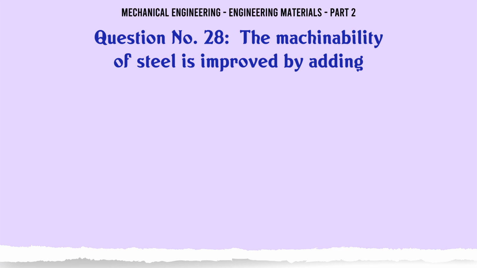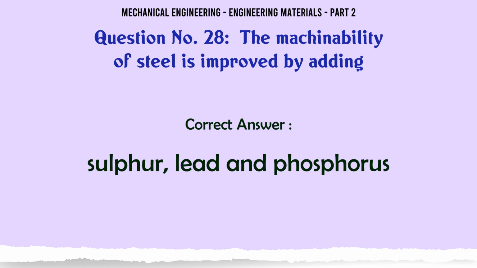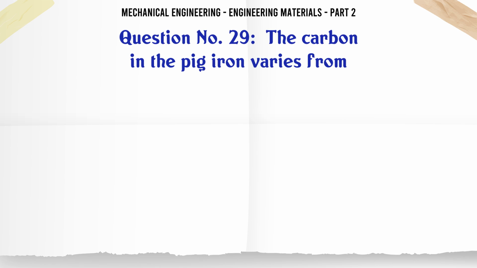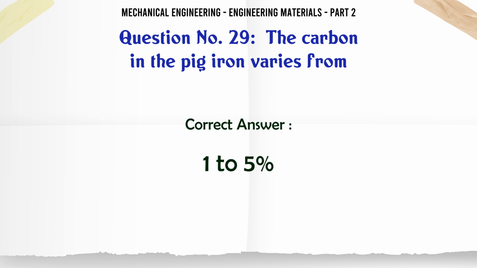The machinability of steel is improved by adding A. Nickel, B. Chromium, C. Nickel and chromium, D. Sulfur, lead and phosphorus. The correct answer is sulfur, lead and phosphorus. The carbon in the pig iron varies from A. 0.1 to 0.5, B. 0.5 to 1, C. 1 to 5, D. 5 to 10. The correct answer is 1 to 5.